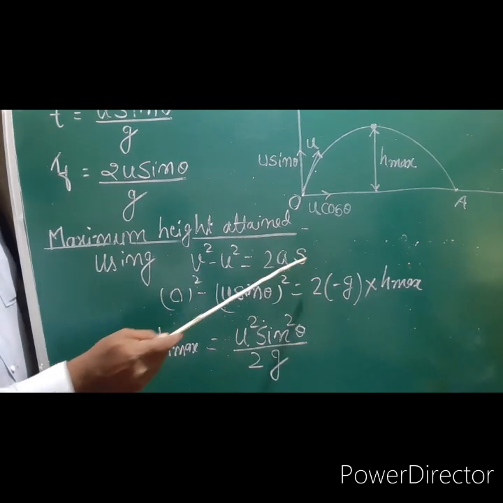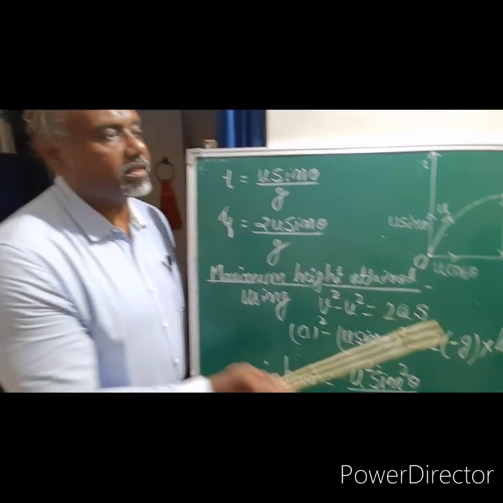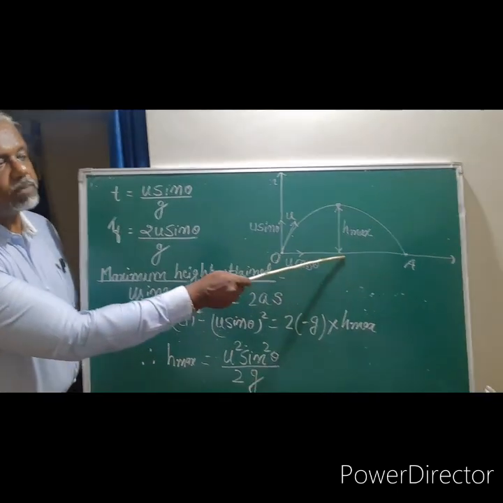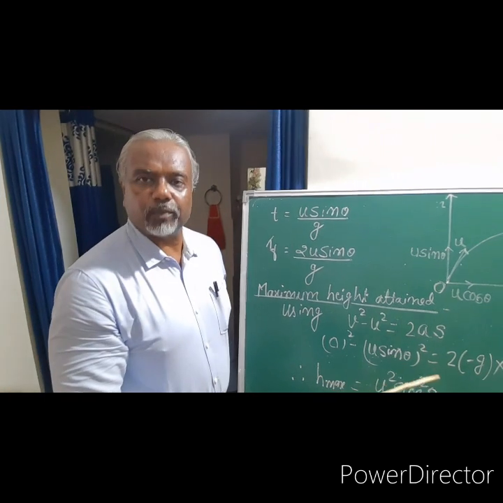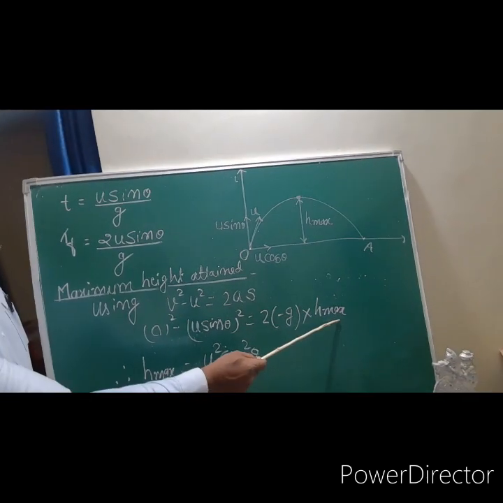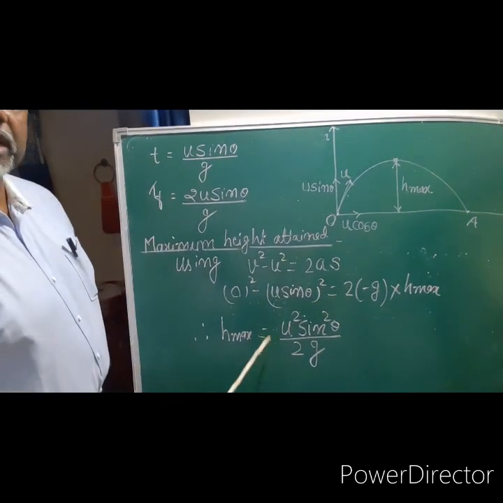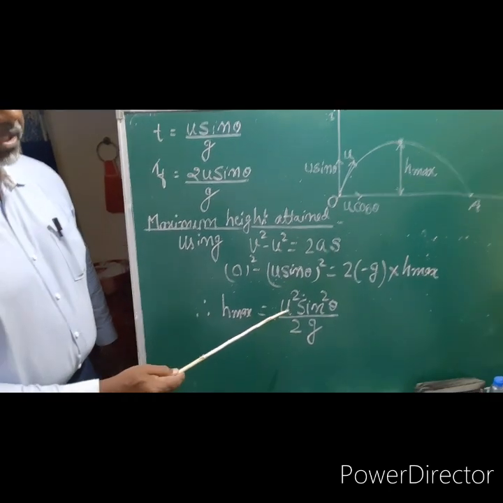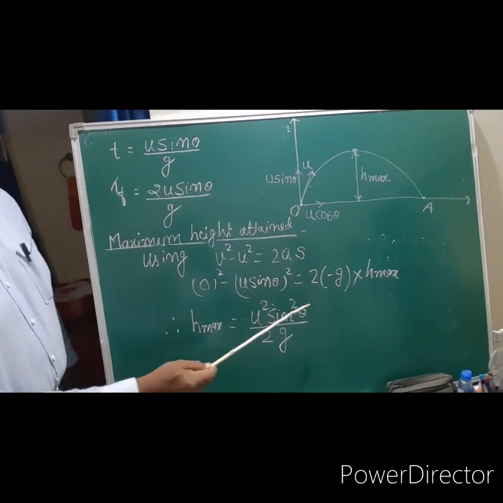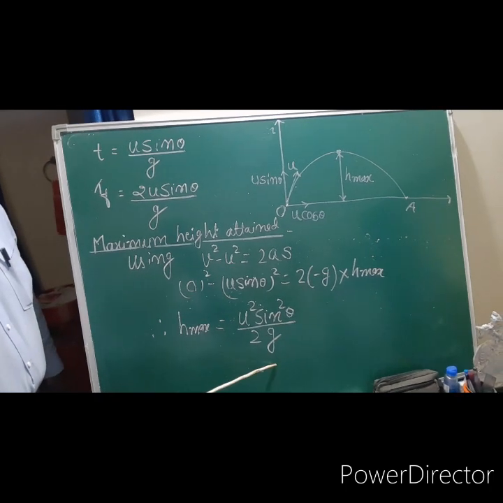And what is s? S is displacement. So your object has displaced in the vertical direction. Vertical direction is considered as positive, therefore h maximum. So arrange this expression, you will get the maximum height attained by the projectile as u square sine square theta by 2g.